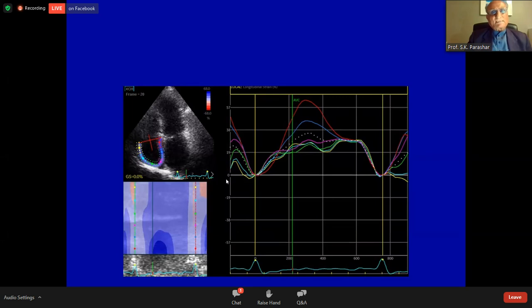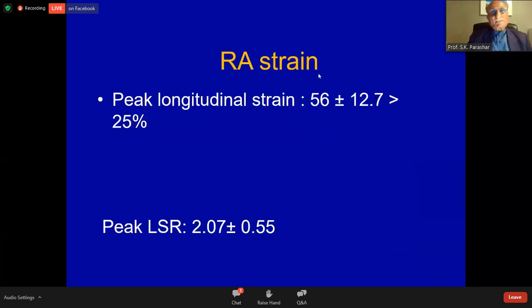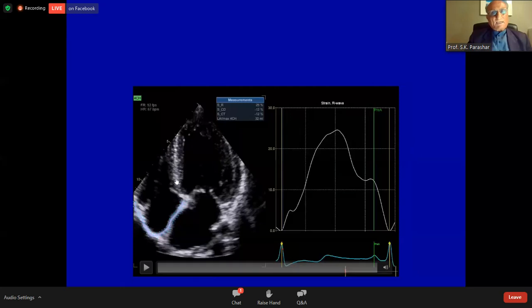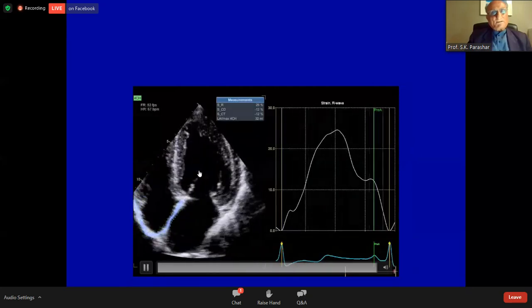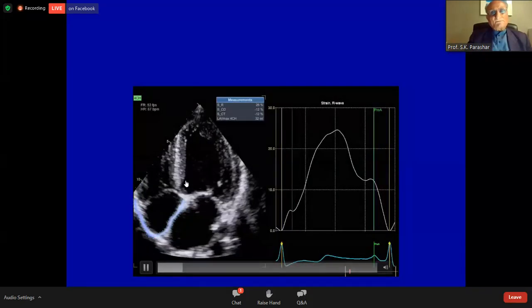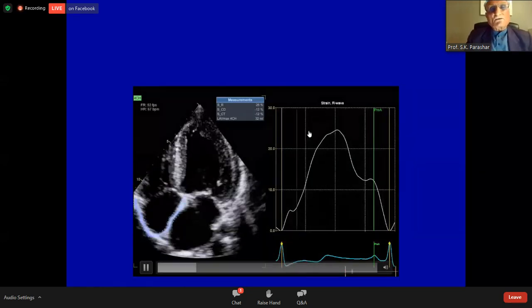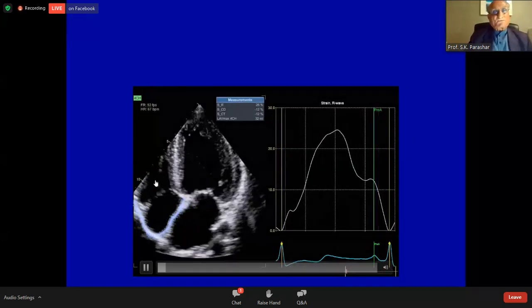Again, the 6 segments are divided, and you get values which are depicted above the baseline because it is a positive strain. The normal values vary, but it should be more than 25%. But this is the range of the RA strain present in these cases. And these are some of the normal individuals, where you can see the RA strain is almost more than 25 or so.